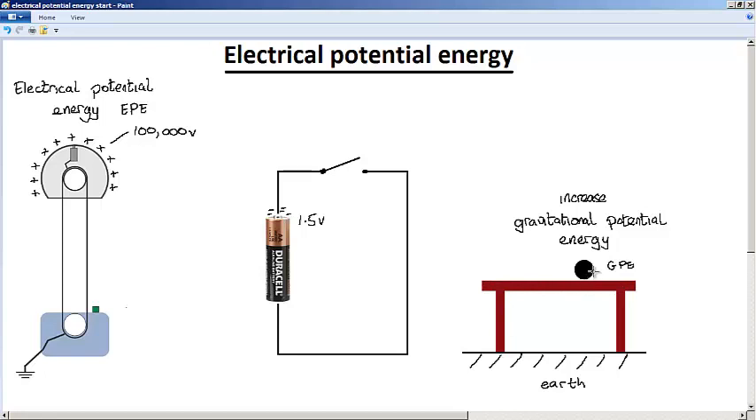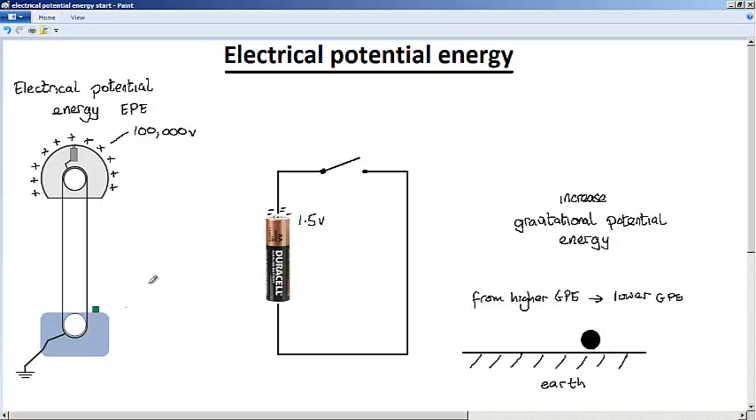In order to make the cannonball move, what I have to do is make the table disappear. Okay, so I make the table disappear, click, and the cannonball will immediately start to move. How does it move? Well, it moves from always a higher gravitational potential energy to a lower gravitational potential energy.